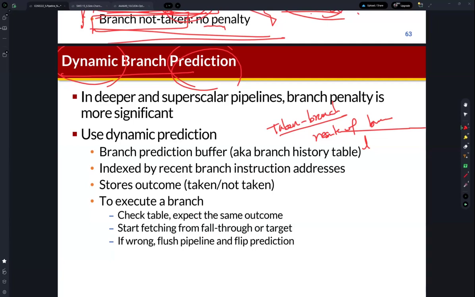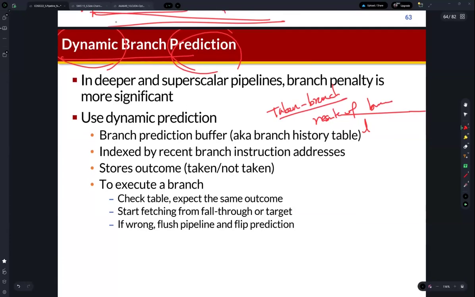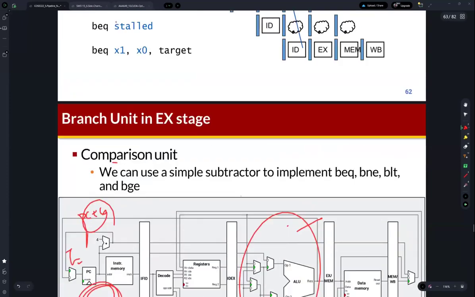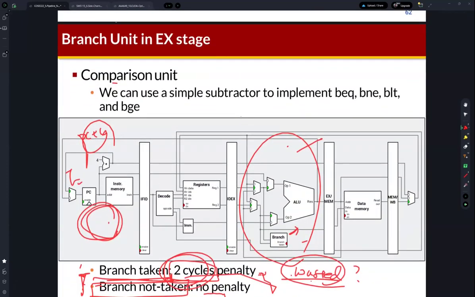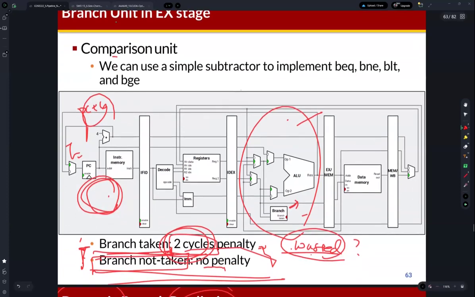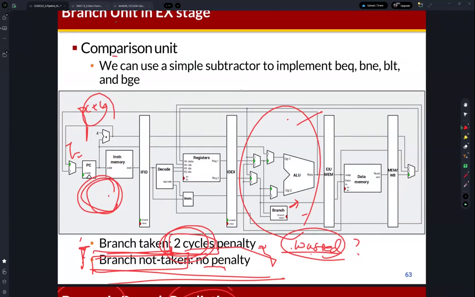So we will learn about the dynamic branch prediction in the next class. Okay, but for the control hazards, just remember that because the branch is resolved late, the performance drops by control hazard are increased. So we can make the branch resolved earlier.